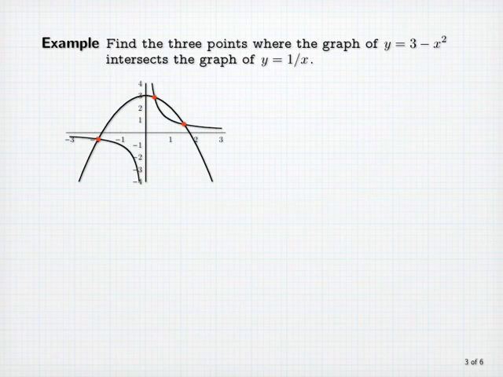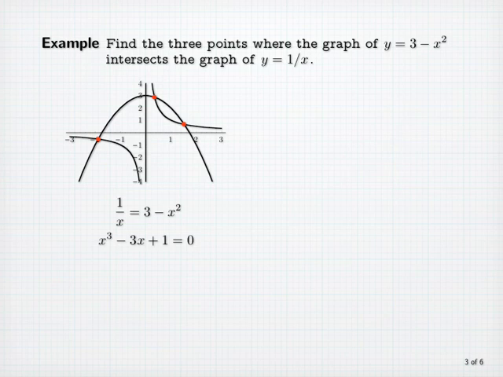As usual, when we look for points of intersection, we'll set the two functions equal to each other. Here we have 1 over x equal to 3 minus x squared. Solutions of this equation will be the x-coordinates of the points of intersection. Let's multiply by x and rearrange so that we have 0 on the right-hand side, and we now have the problem of solving the equation x cubed minus 3x plus 1 equals 0.